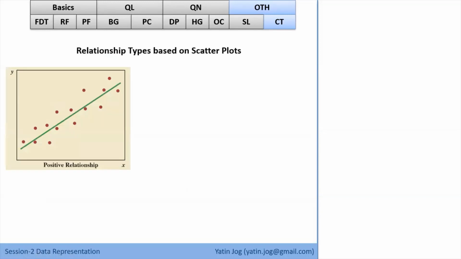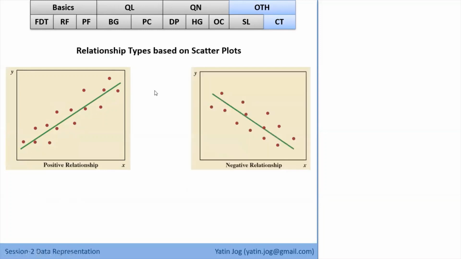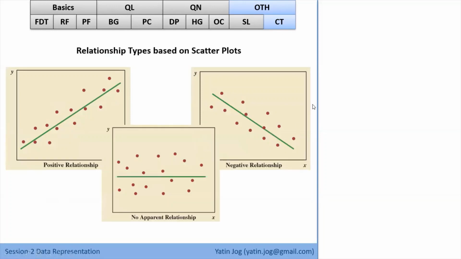So, relationships based on the scatter plot. This is a case of positive relationship. This is a case of positive relationship. This is a case of negative relationship. And this is a case of no relationship. But in all the cases, we have a linear relationship, the relationship which can be represented using a straight line. So this is a linear relationship.